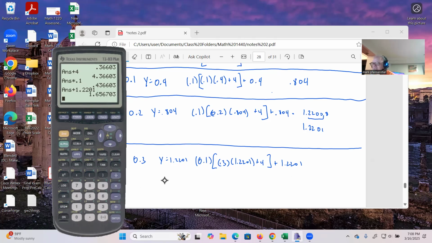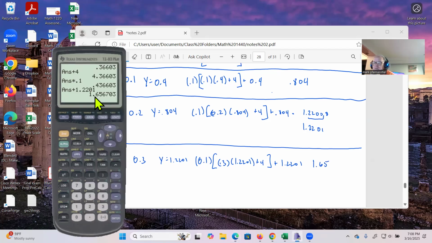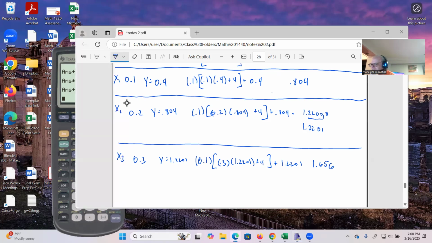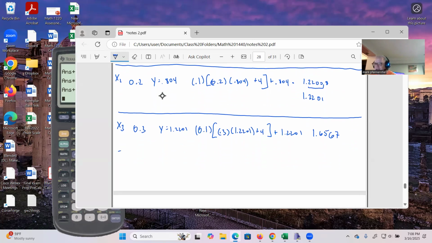So we can go ahead and say our next y value is 1.6567. Again, I'm going to stop it at 4 decimal places so we don't run up the entire page with everything. Okay, so that's what we have so far. All right. Next line down.